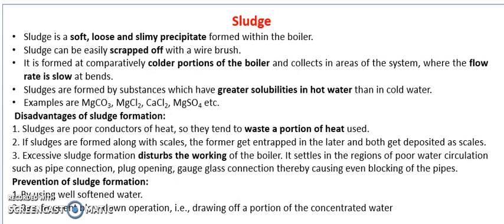Now the disadvantages of sludge formation. Sludges tend to waste a portion of heat because these are poor conductors of heat. If sludges are formed along with the scale, the former get entrapped in the latter and both get deposited as scales. Excessive sludge formation disturbs the working of the boiler, even causing blocking of pipes. How can we prevent such formation? By using well softened water, and by using frequent blow down operation.